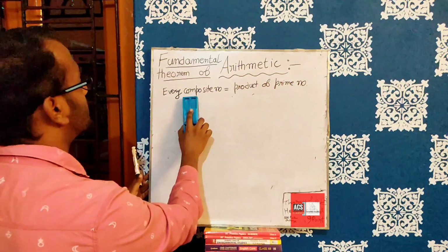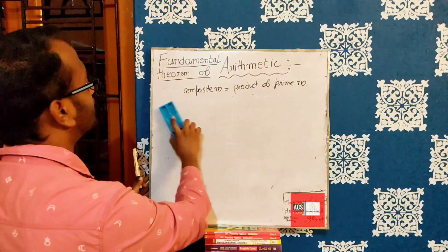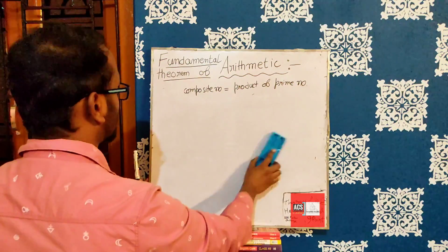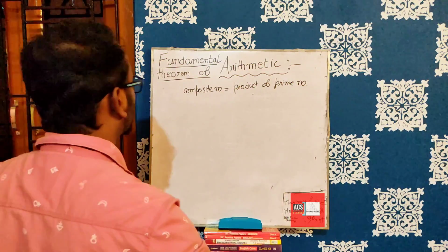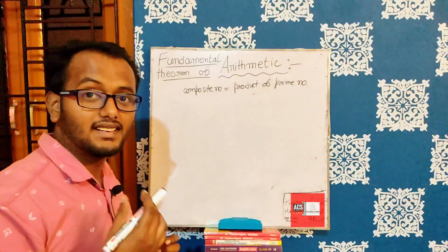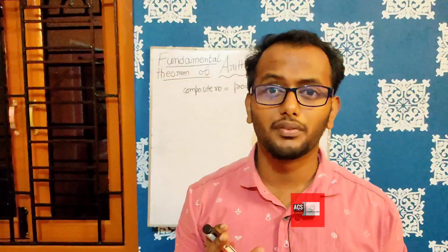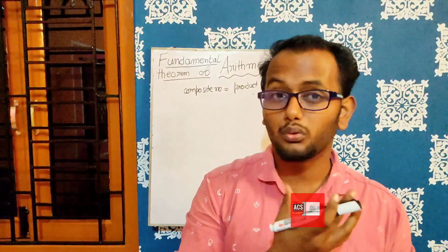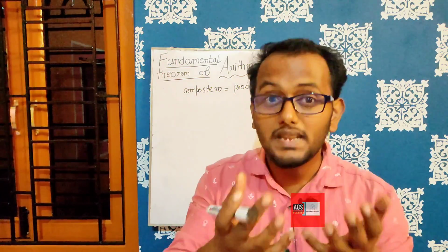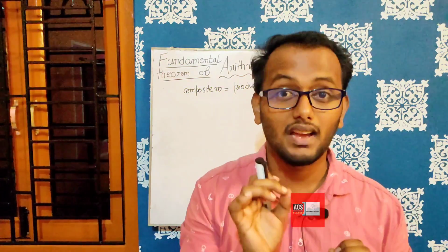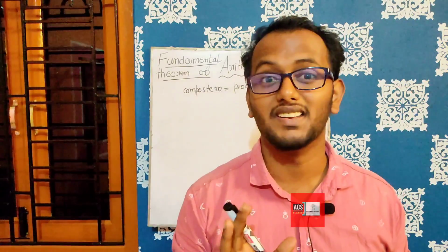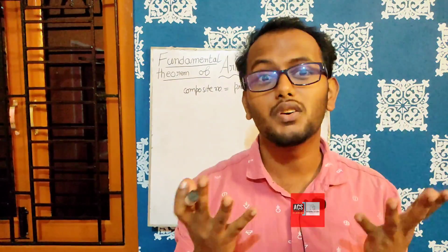So every composite number is equal to a product of prime numbers. Now, you have already done HCF in smaller classes, but what is actually the meaning of HCF? No, I'm not asking how to do the HCF. I'm asking what is the meaning of HCF. Everyone of you knows how to find HCF. But what does HCF mean?